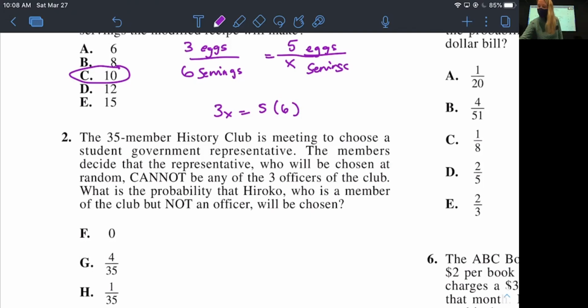Hiroko is 1 out of 32 of those people. So the probability that Hiroko is chosen, Hiroko is just 1. So we want Hiroko, that's 1, out of the 32 people that could be chosen. So the probability that Hiroko is chosen is 1 out of 32 because you have to subtract the 3 officers from the total number.